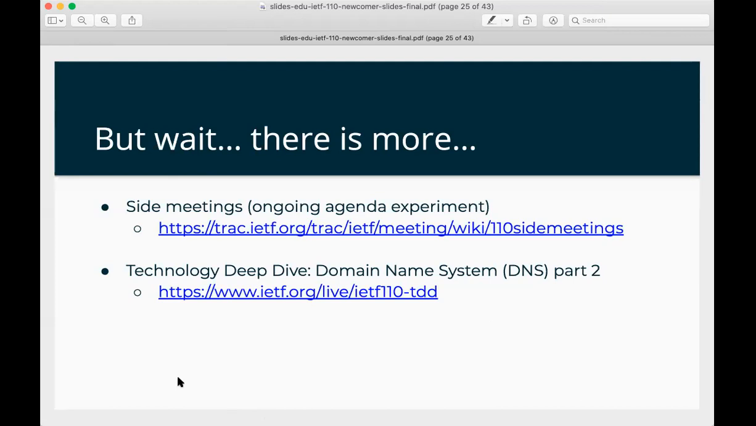So anyway, I would highly recommend that, because this is going to be some of the experts in the DNS space talking at length about DNS types of topics.